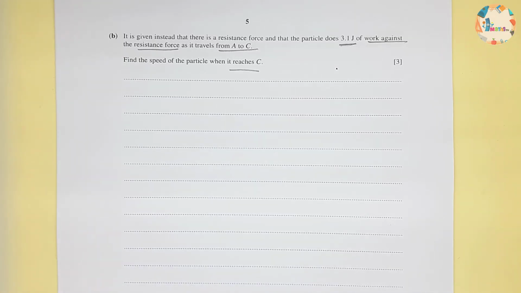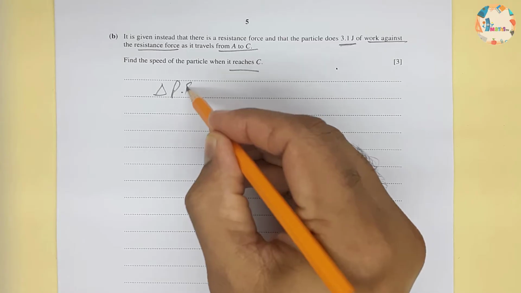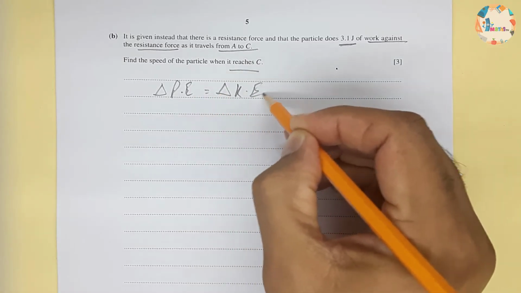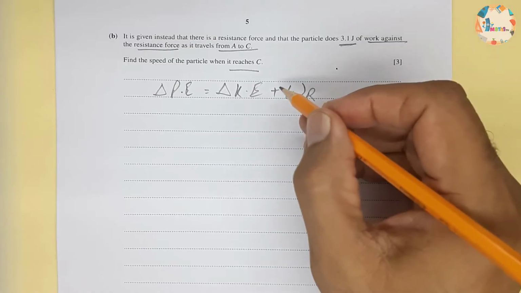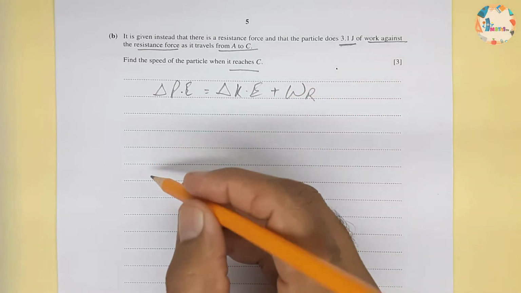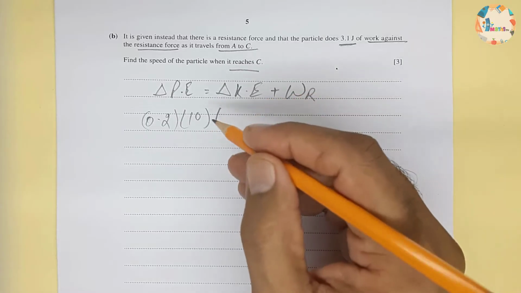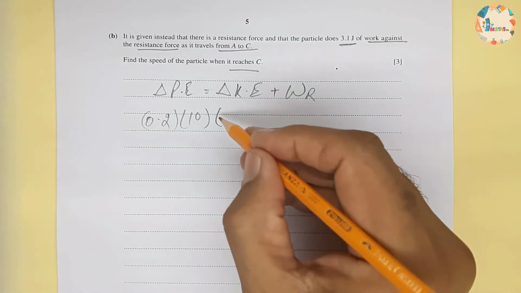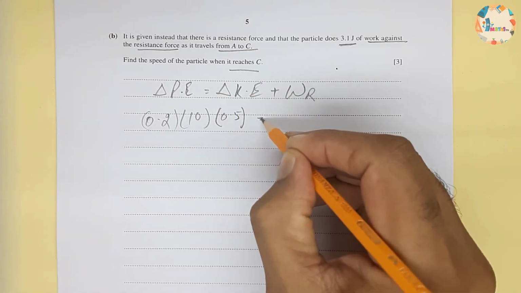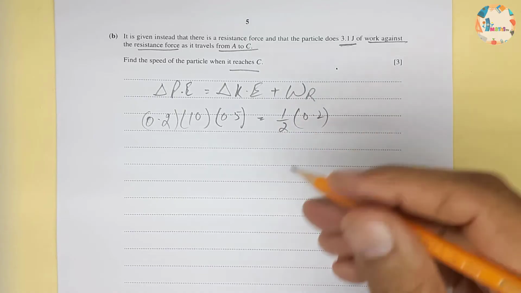So what we can do, we can check, for example, the change in gravitational potential energy. This will be equal to the change in kinetic energy plus work done also, because the work done against the resistance is an additional part. So we can write here mgh, so m is 0.2, g is 10, and h we have now calculated, the height is basically 0.5. So 0.5 will be the height, and kinetic energy will be half into 0.2, the same equation we will be using.